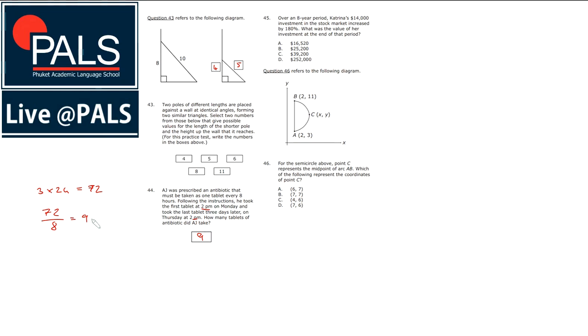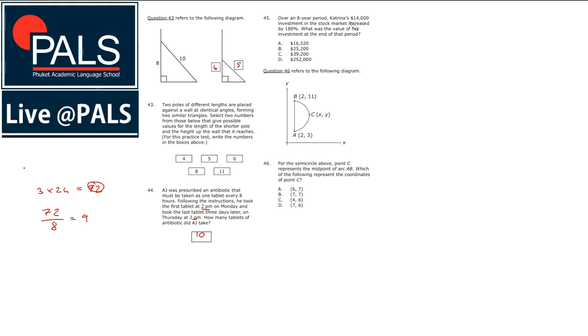Should be 9 plus 1, right? Because he took the first tablet at time 0, so it should be 1 more tablet. That's a tricky one. And it should be 10. So from the first tablet that he took, it's 72 hours more, and then at the very end he takes 1 more tablet. 72 divided by 8 is 9, plus 1 more tablet that he took at the start is 10.